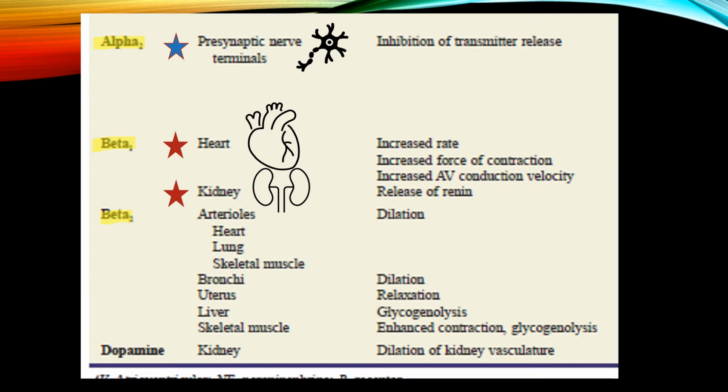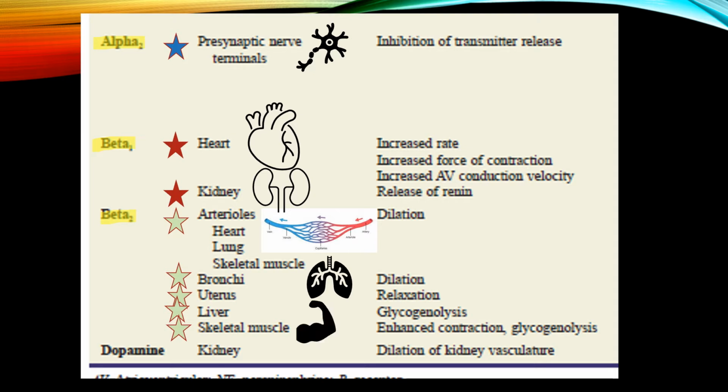For the beta 2, they are located in the arterioles of the heart, lung, and skeletal muscle, and the response will be dilation. In the bronchi, there will be dilation. In the uterus, there will be relaxation. In the liver, glycogenolysis, and in the skeletal muscle there will be enhanced contraction and glycogenolysis. For the dopamine receptors, they are located in the kidney, and the effect will be dilation of the kidney vasculature.